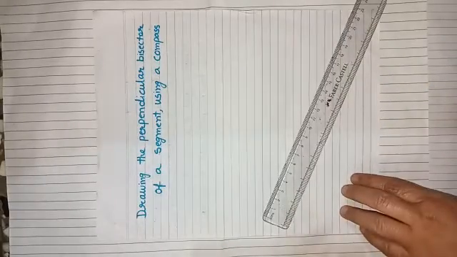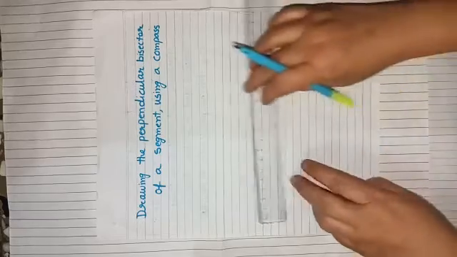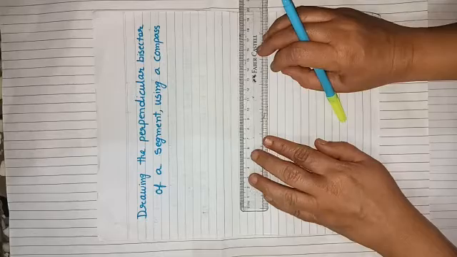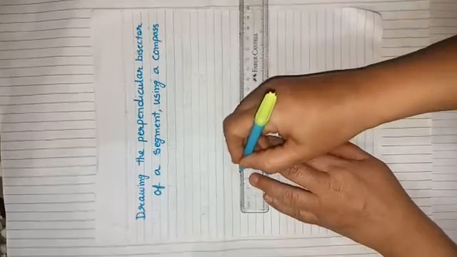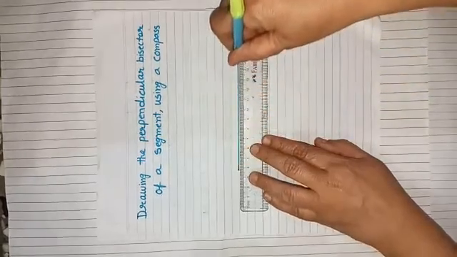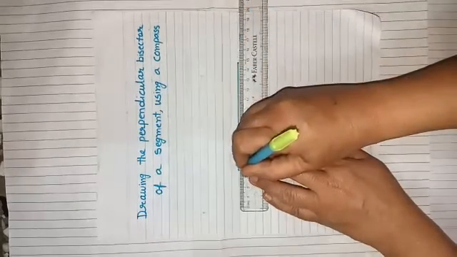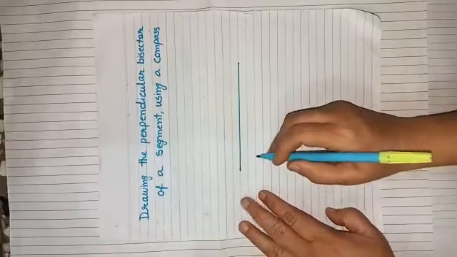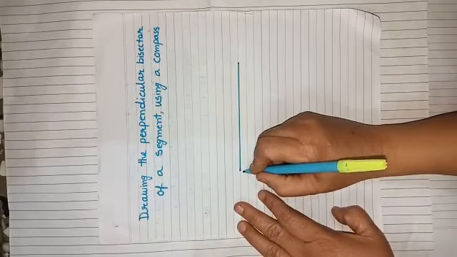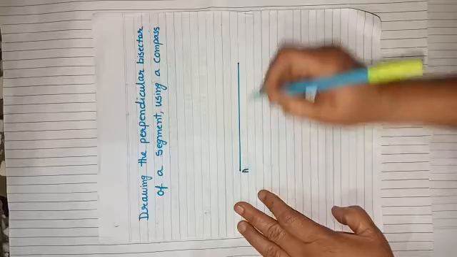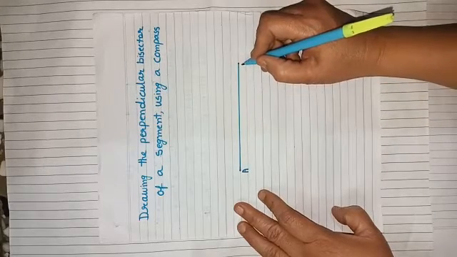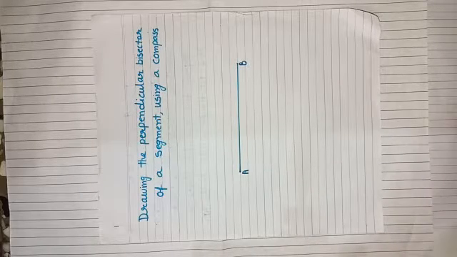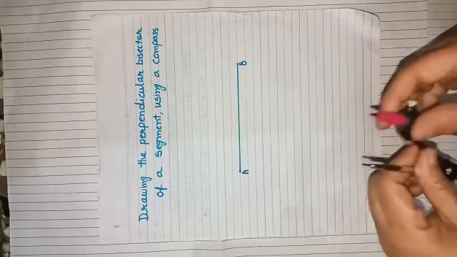Therefore the steps are, first you have to draw one line segment of any measure. We are not going to specify the measures here, therefore I have drawn one line segment of unknown measure, and I'm going to mark the end points of this line segment as A and B. Now students, again we are going to use a compass.